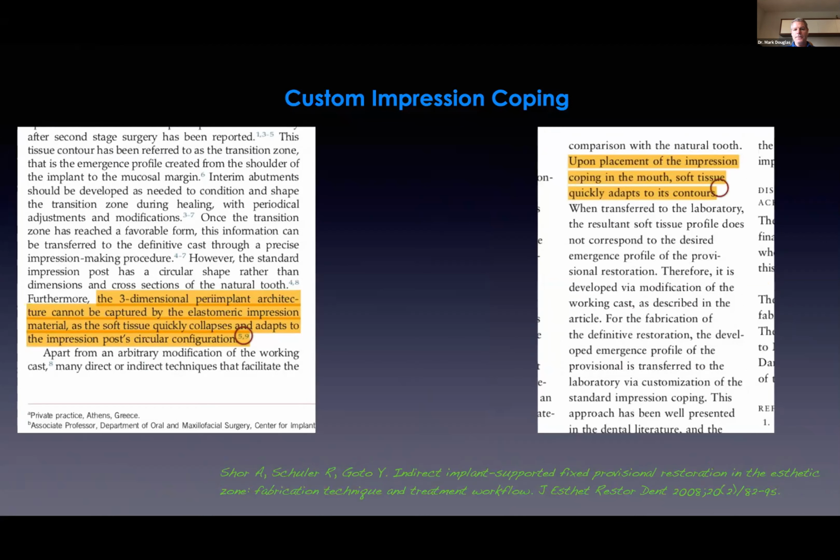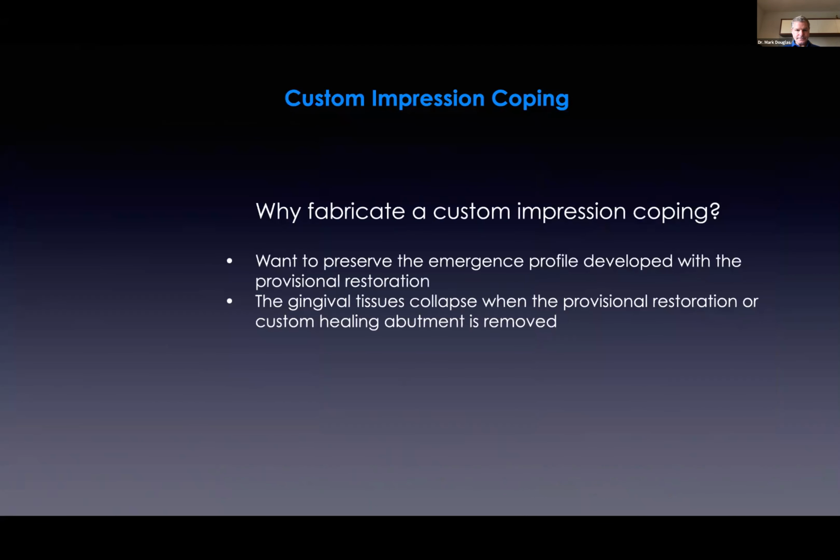So this is how unsubstantiated statements become dogma. Here's someone who made the statement and referenced 2 articles, but neither of the articles could point to anybody who's actually proved this. So we want to preserve the emergence profile developed in the provisional restoration, and we have an idea that the gingival tissues collapse when the provisional restoration or custom healing abutment is removed.